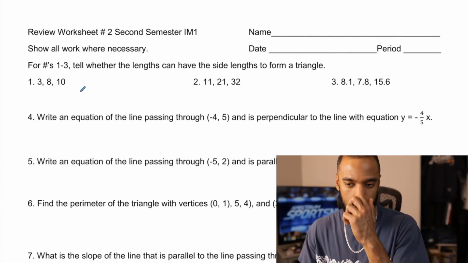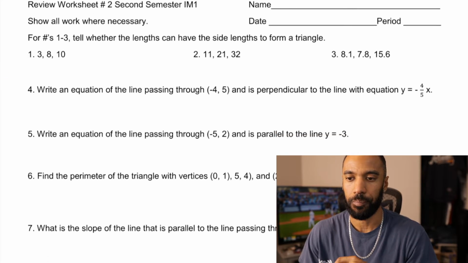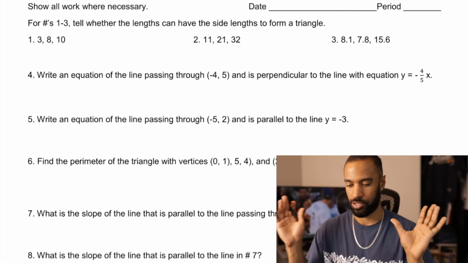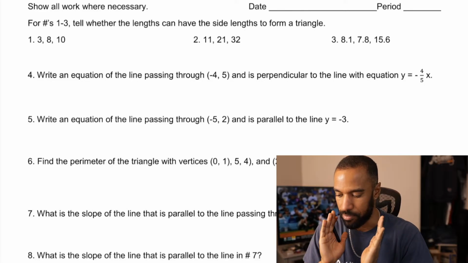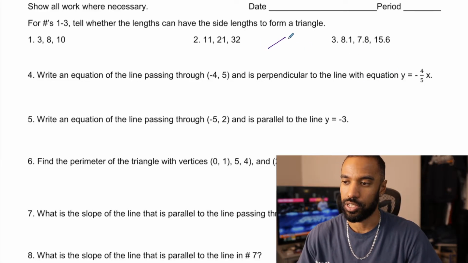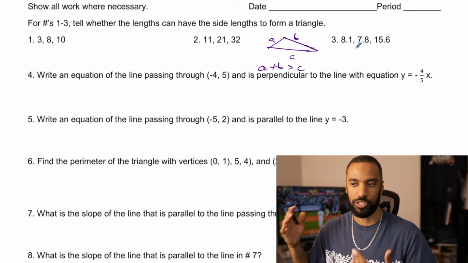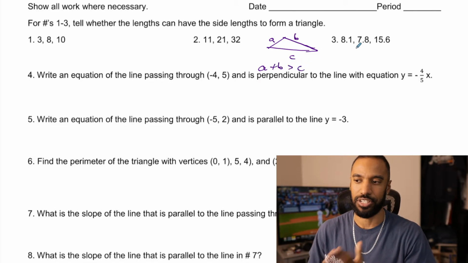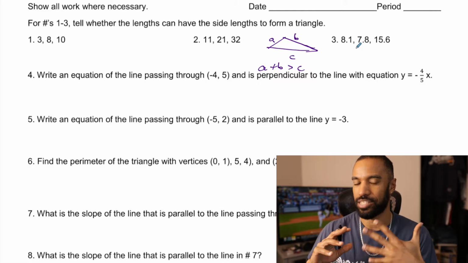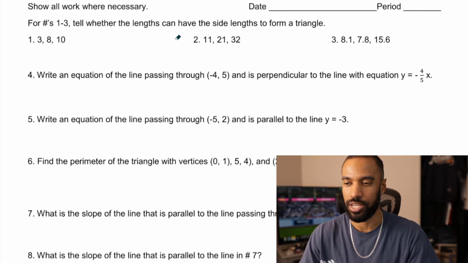Here we go. For numbers 1 through 3, tell whether the lengths can be side lengths to form a triangle. The basic premise for a triangle is that the sum of the two shorter side lengths must exceed the longest side length. If I have side lengths A and B shorter than some side length C, A plus B must still be greater than C. If it's equal to C or less than C, it's just not enough length to connect up and make a triangle. Now, these are going to be pretty obvious answers here and there, but I will show you the test.